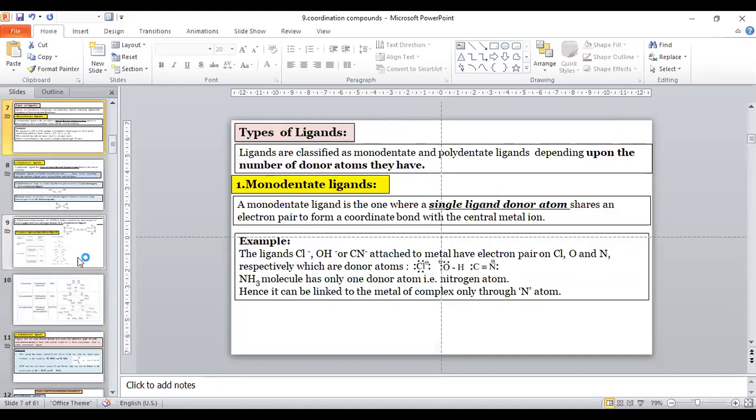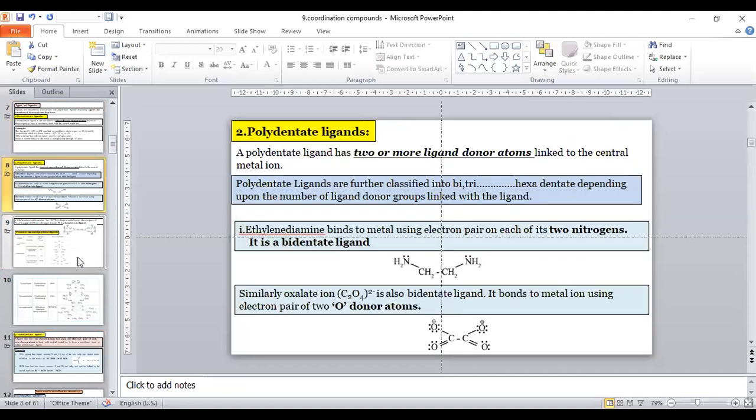On Saturday and Sunday there was a holiday, so we revise all this part: monodentate ligand, which has only one donor group. Then polydentate ligands, which are again classified depending upon the donor groups. If two donor groups are there, these are called bidentate ligands.